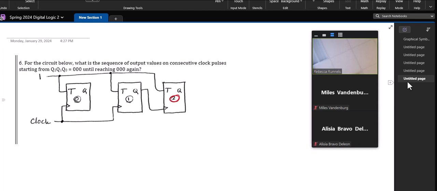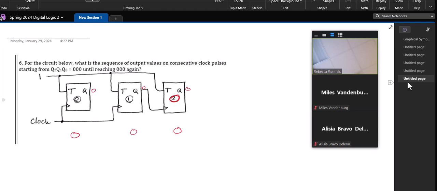all right, so we're starting with the output here is 0, and the output here is 0, and the output here is 0. So that's the first thing we have, is 0, 0, 0. These are T flip-flops. Now, can you remind me what T flip-flops do?